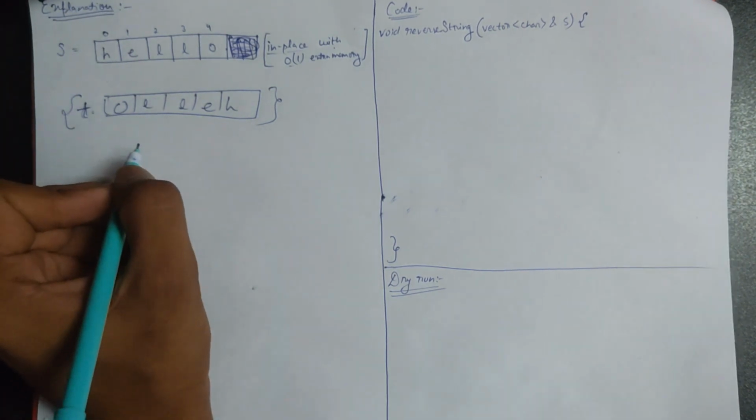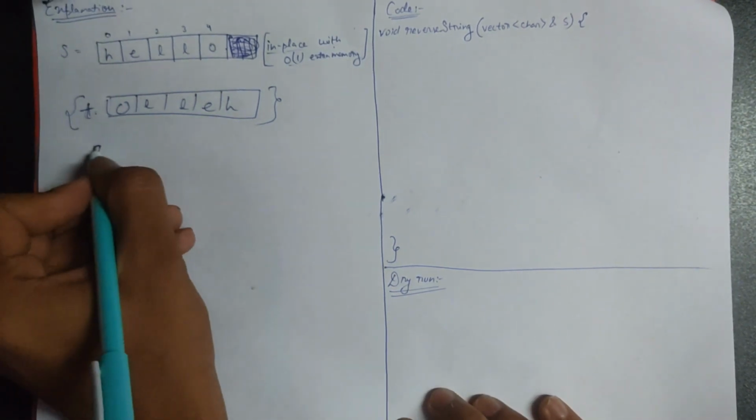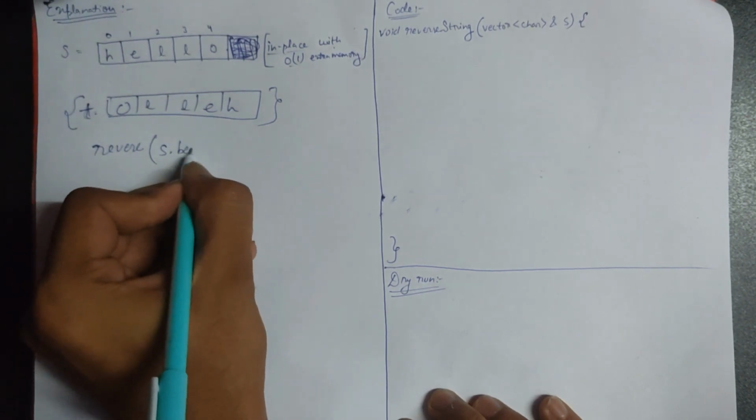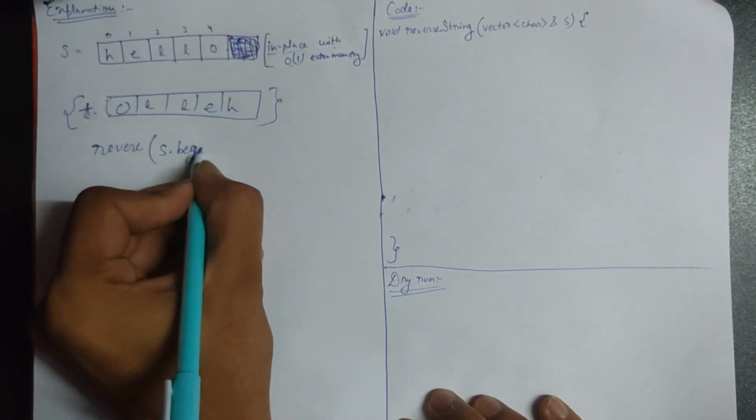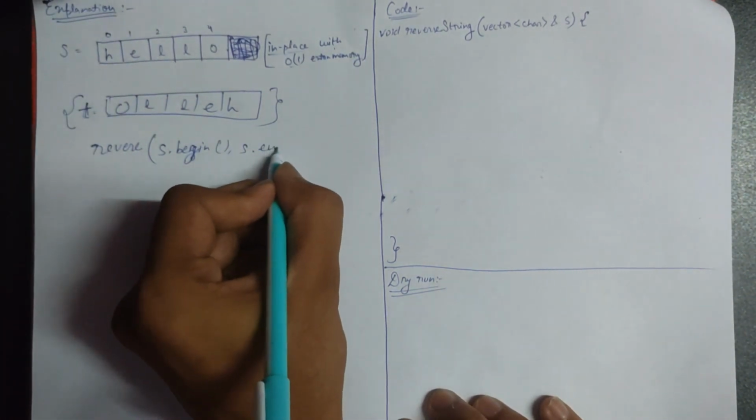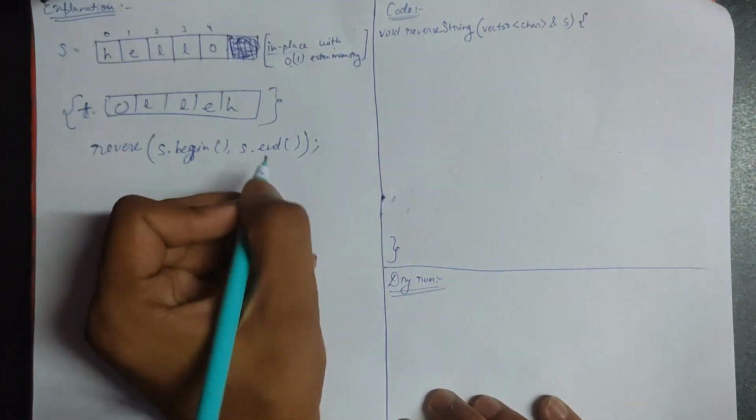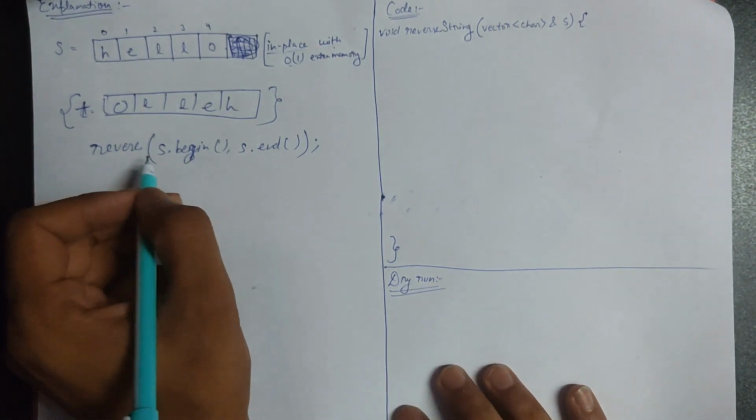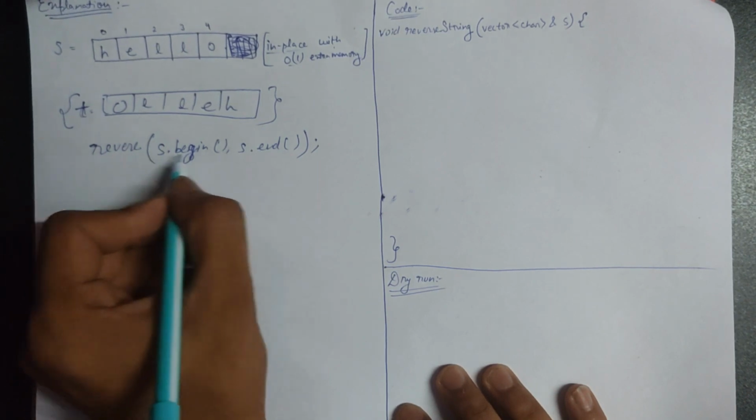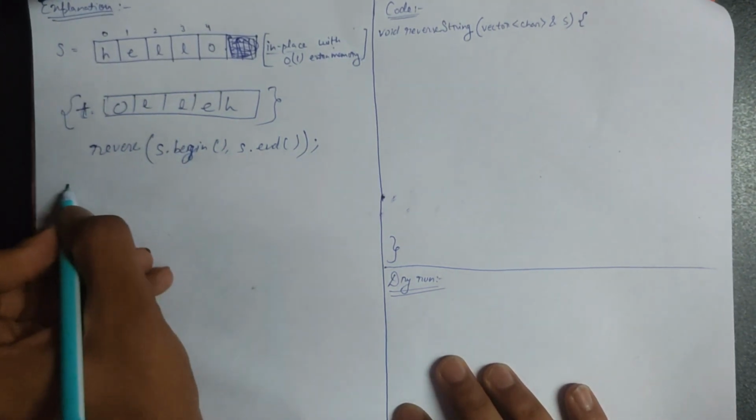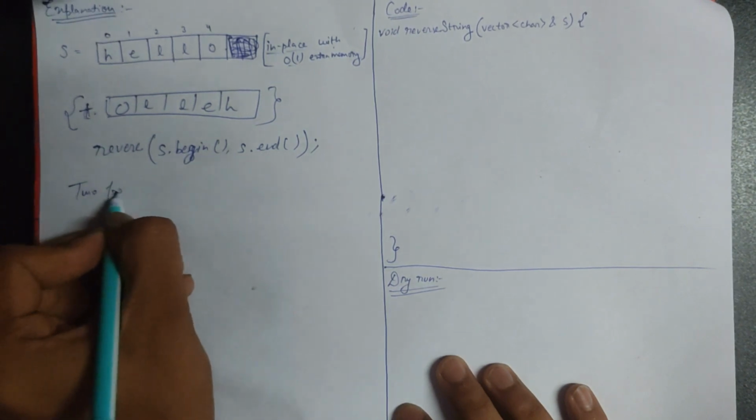Some of you may have thought that we will use the reverse function, reverse(s.begin(), s.end()). But we also can't do that, because we are writing the code for reversing the string, so we can't use the reverse function for itself. So what else can we do? The solution is the two-pointer approach.